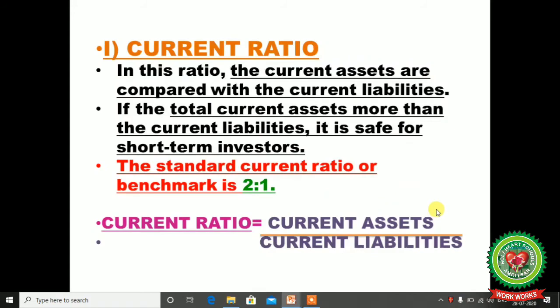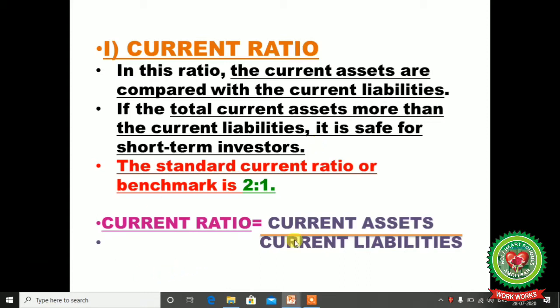So first of all, the practical part, current ratio. How to find out the current ratio? Firstly, know about the current ratio. In this ratio, the current assets are compared with the current liabilities. If the total current assets are more than the current liabilities, it is safe for short-term investors. So what is the ideal ratio which is required? 2:1. In a company 2:1 is considered the ideal ratio, the benchmark or standard set.